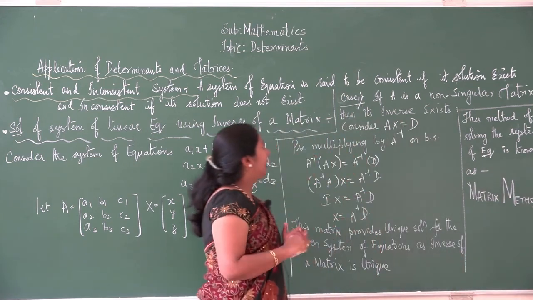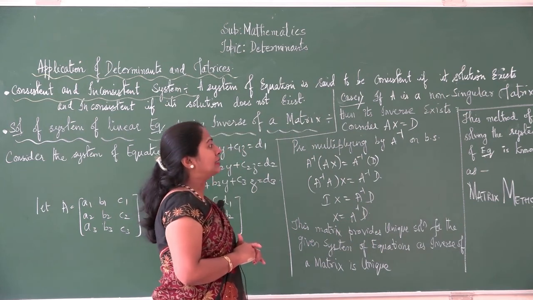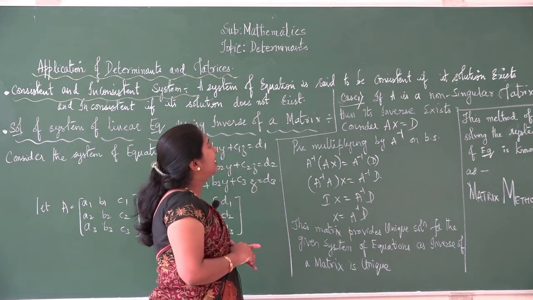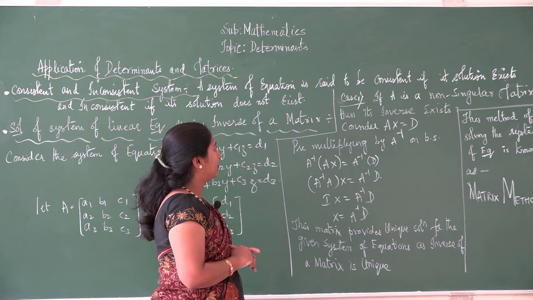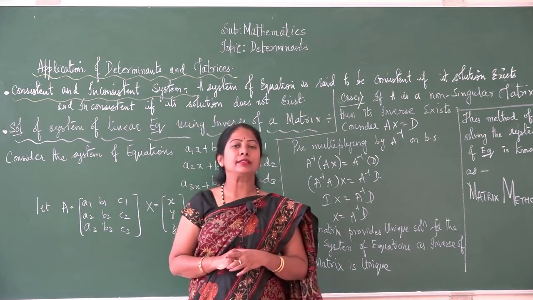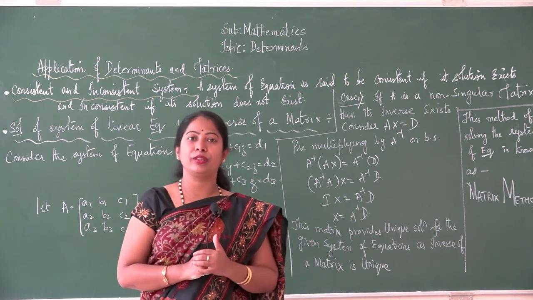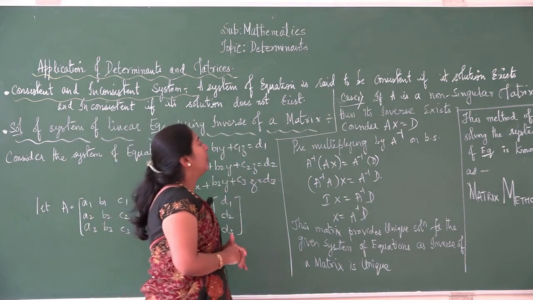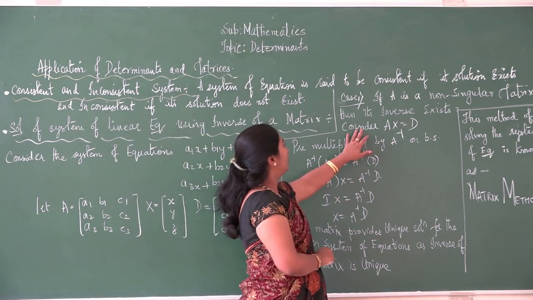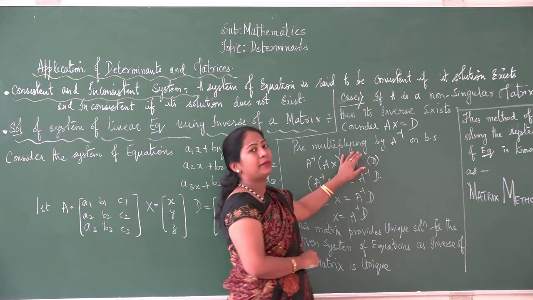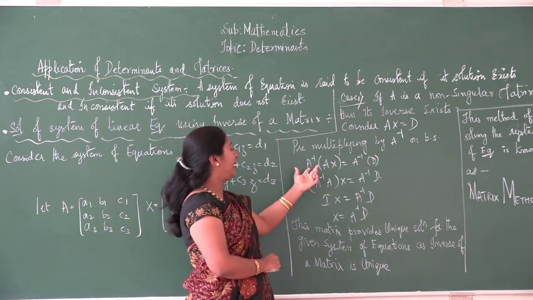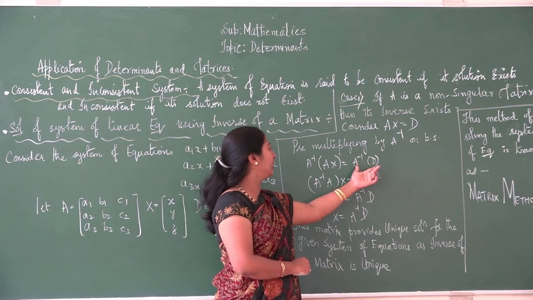Case 1: if A is a non-singular matrix, then its inverse exists. What do you mean by a non-singular matrix? When do we say a matrix is singular? If determinant A equal to 0, then it is said to be a singular matrix. Consider AX equal to D. You pre-multiply by A inverse on both sides. A inverse into AX equal to A inverse into D.